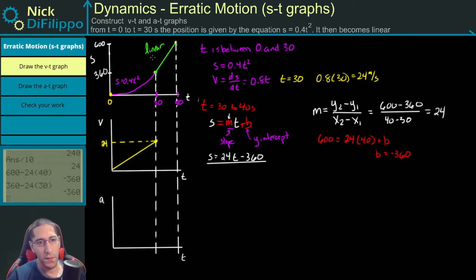So that's the slope of this linear line. And we're going to do the same thing. We're going to say, okay, if that's the slope of the line, that's the function of my distance that defines the position of my particle from 30 to 40 seconds, then my velocity is going to be equal to the derivative of s with respect to t, and this is going to be equal to 24. And that works out. We start at 24 right here, and then we just have a constant velocity of 24, and this will be, we'll say, meters per second.